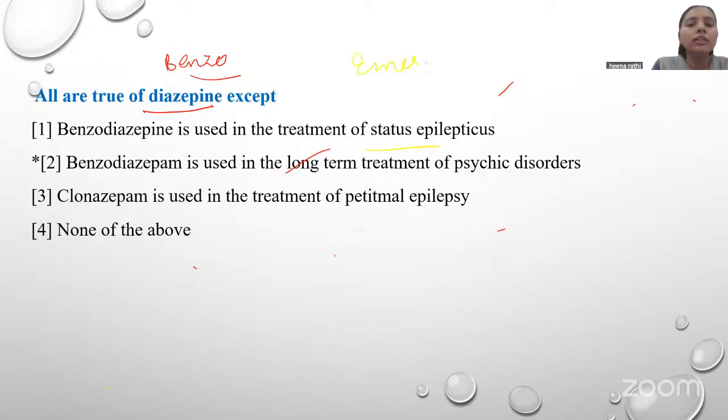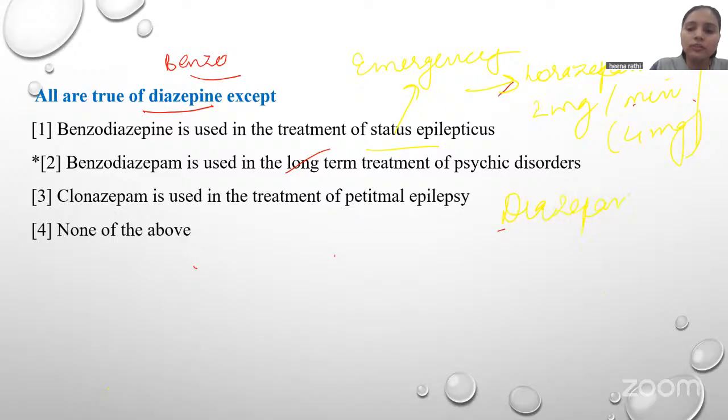Normal treatment will not help in this. So in this emergency condition, the first and foremost drug given to solve this condition is lorazepam. Lorazepam is given at a dose of 2 milligram per minute, a total of 4 milligram. If lorazepam is not available, then we give diazepam, again 2 mg per minute, a total of 10 mg dose.